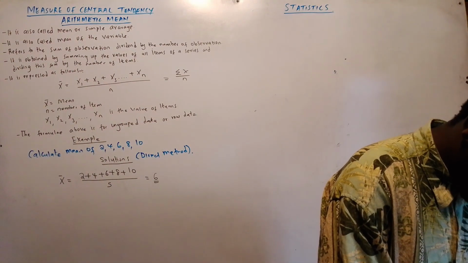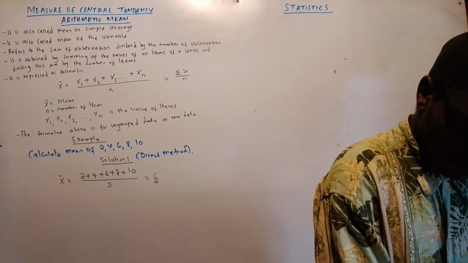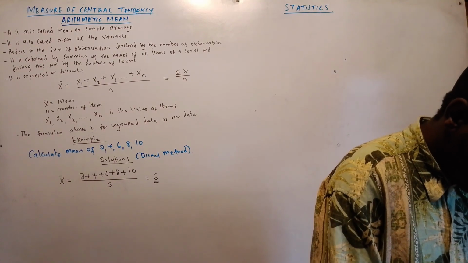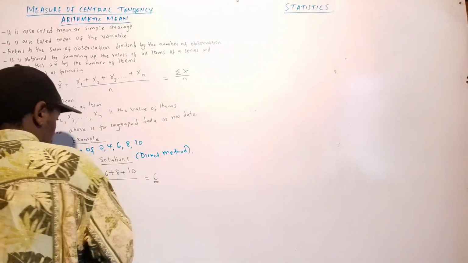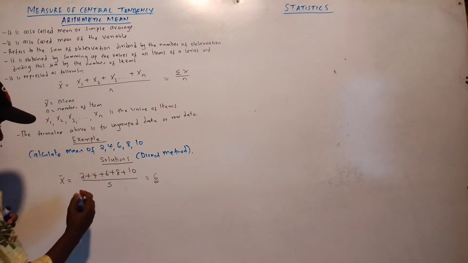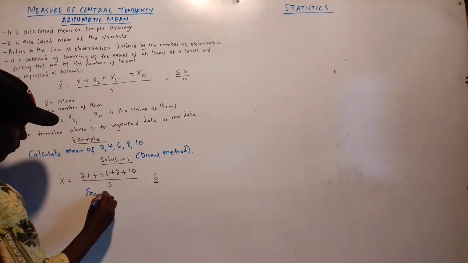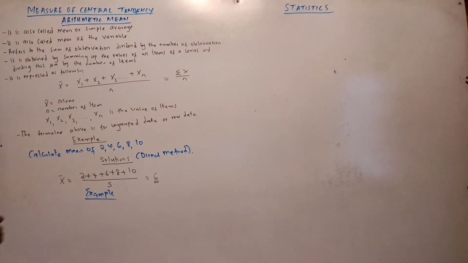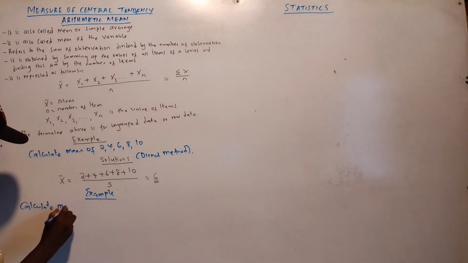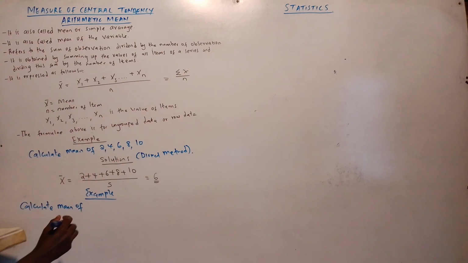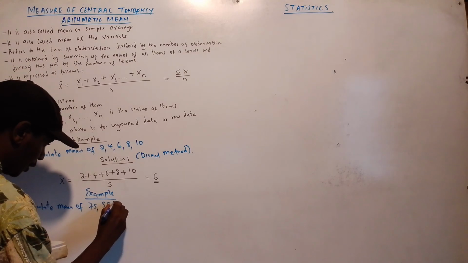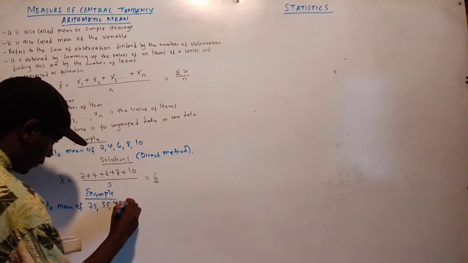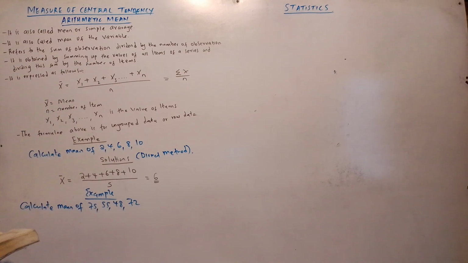We can try another example. So let me write the example. Another example: calculate the mean of 75, 55, 48, 72, and 60.